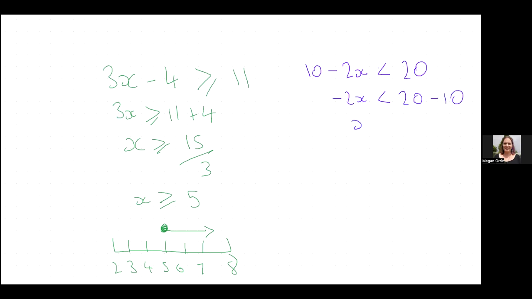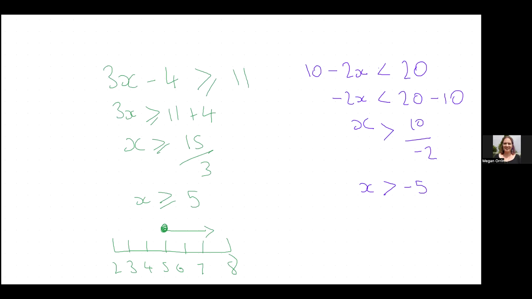Okay. Now, if you ever divide or multiply by a negative, you have to flip the sign. That's the only extra thing you need to know for this topic. If I multiply or divide by a negative, I must flip the sign. So now X is greater than -5. That's the only extra thing. Apart from that, it is all linear equations, just normal linear equations.